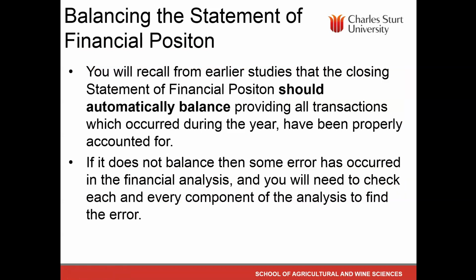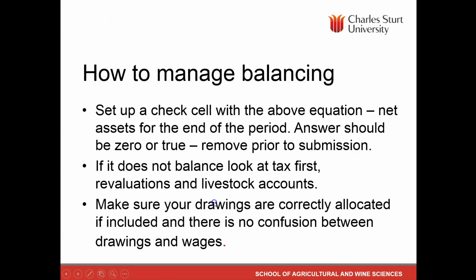So you'll recall from earlier studies that the closing statement of financial position should automatically balance, providing transactions which occurred during the year have been properly accounted for. It should happen automatically, theoretically. If it doesn't, some errors occurred in the financial analysis, and you'll need to check each and every component of the analysis to find the error. However, there are some areas to have a look at first.